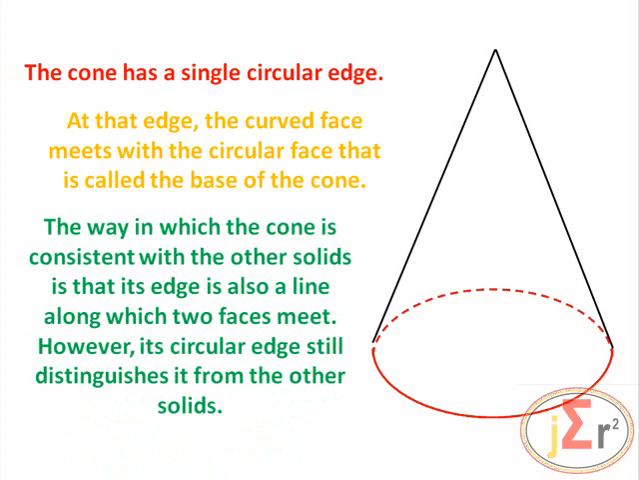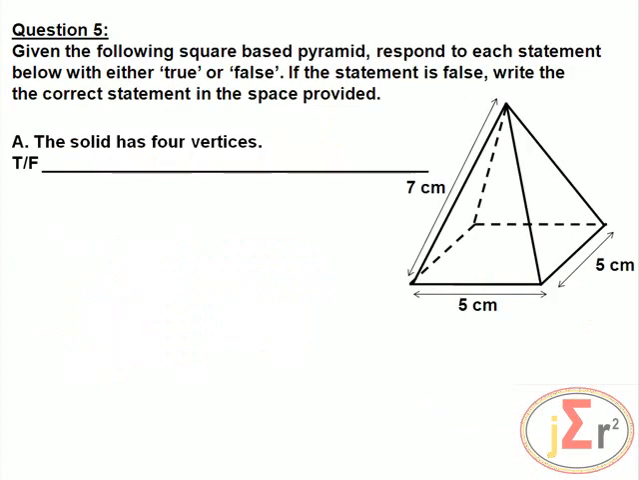The way in which the cone is consistent with other solids is that its edge is also a line along which two faces meet. That's true for every solid, and it is also true for the cone. However, its circular edge still distinguishes it from other solids. So the circular edge that we have for the cone distinguishes the cone from other solids. That's a distinction that only the cone has.